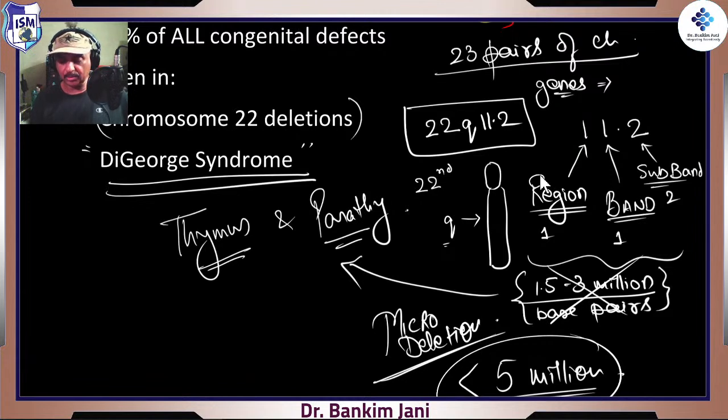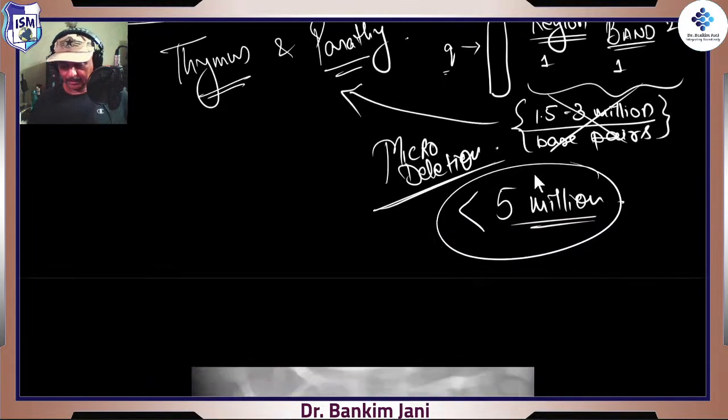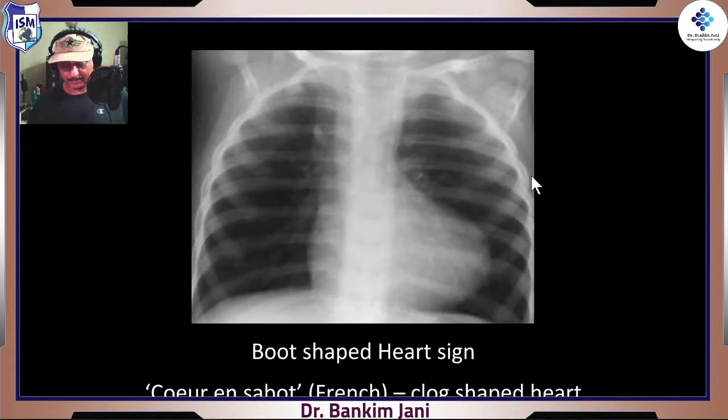So it is not only tetralogy of Fallot. Even when we see some other conditions, for example transposition of the great vessels, the same thing would come again, because this particular gene is controlling this entire system. Now let's see this.